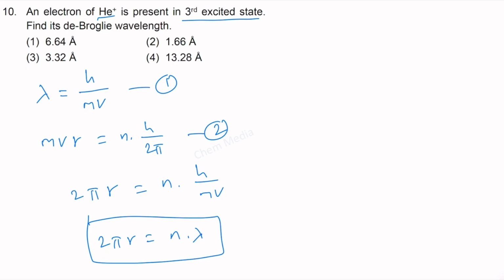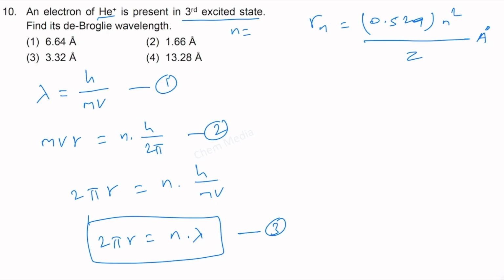So, 2 pi r is the circumference. What equation 3 means is that in order for the electron wave to exist in phase, the circumference of the orbit should be an integral multiple of the wavelength of the electron wave. We also know that Bohr's radius Rn is equal to 0.529 times n square divided by Z, the atomic number, and the unit is angstrom. Here in the question it is mentioned as third excited state. Therefore, the n value is equal to 4 here.